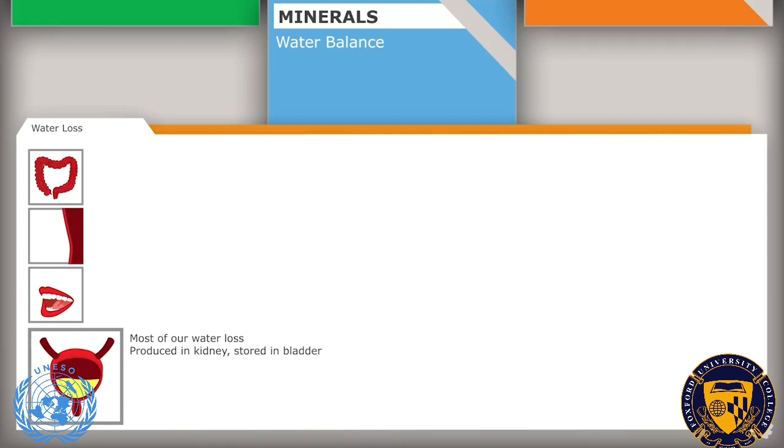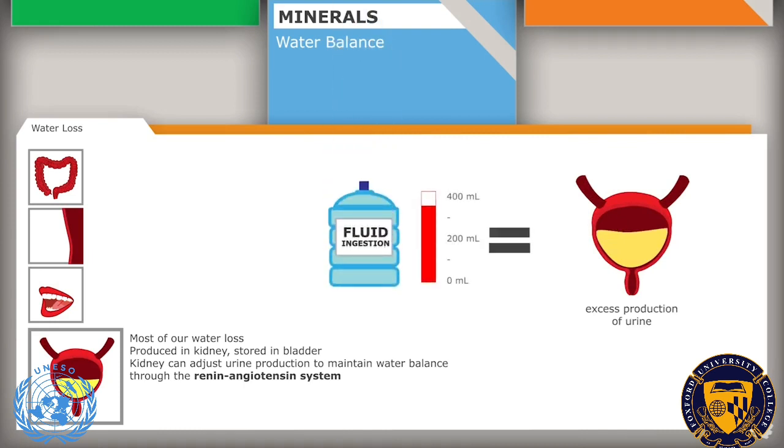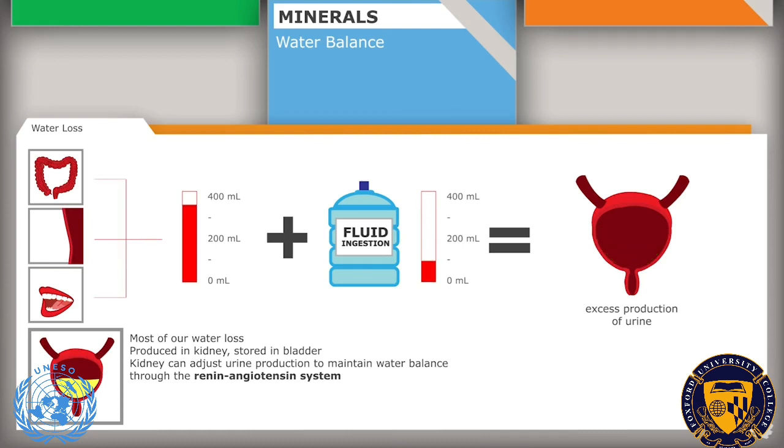Urine is produced in the kidneys and stored in the bladder. The kidneys can adjust urine production in order to maintain water balance via an intricate system of hormones referred to as the renin-angiotensin system. The system will lead to the excess production of urine when fluid ingestion is high and overall water intake exceeds loss of water through the stools, lungs, and skin. Conversely, the system will curtail urine production when water losses exceed water intake. The renin-angiotensin system allows the body to maintain water balance except under the most extreme conditions.